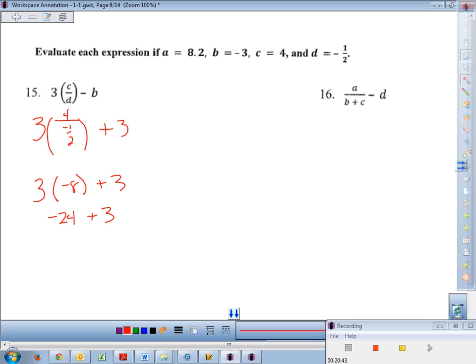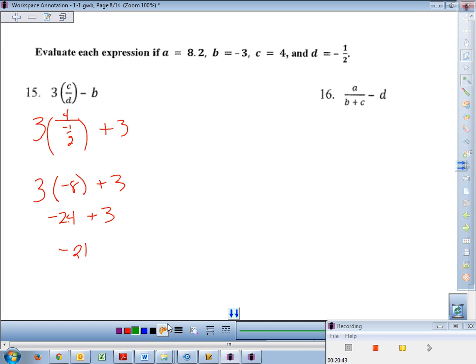So far, so good? And then again, do these numbers, if you didn't have a calculator, do they have the same sign or do they have different signs? Different. Different means subtractive. Do you know what 24 minus 3 is? What's 24 minus 3? 21. Which one of these numbers is larger? 24. Attach its sign with it, and that's a negative 21. One more. All right, let's get that done.